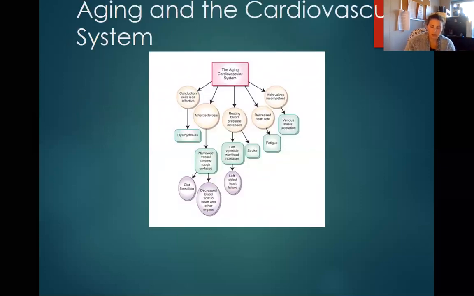So we talked briefly about aging. We're going to touch on that again. As we age, everything slows, and we know this. So the conduction cells are going to be less effective, and the conduction cells they're referring to is that cardiac electrical conduction, those components that allow the transmission of the electrical impulse from one place to another. Atherosclerosis is depositing of fats in the walls of the artery, so those walls are becoming clogged up with extra junk.